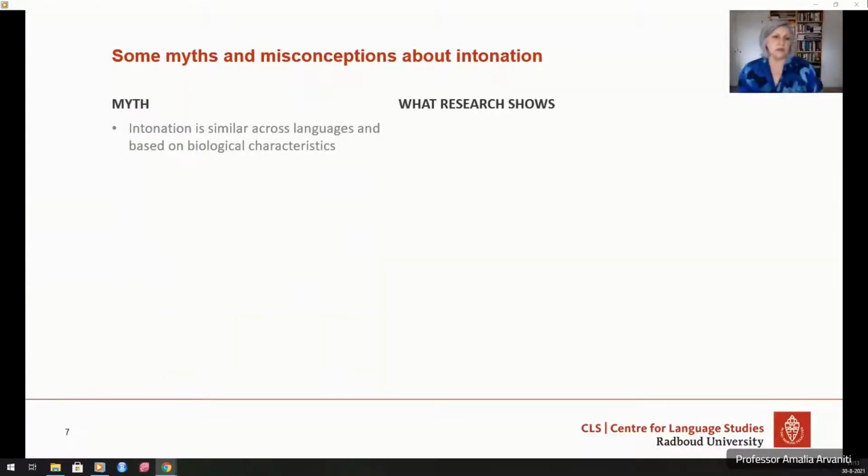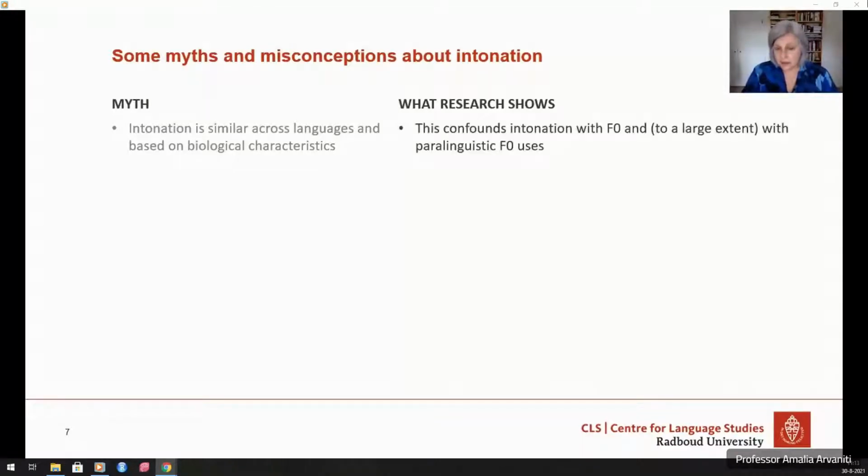One of these myths is that intonation is similar across languages, and this is due to the fact that it's based on biological characteristics. Although there is some base to that, this kind of approach confounds intonation with F0 and with, to a large extent, paralinguistic F0 uses. So it's better not to go down that route.